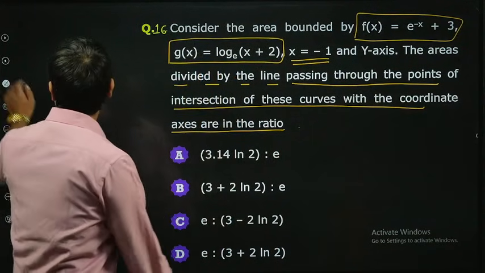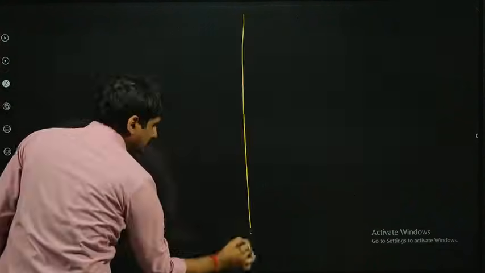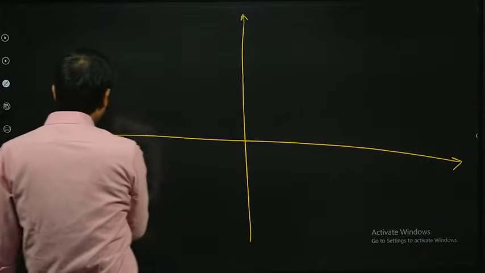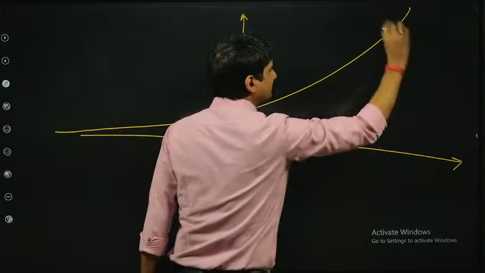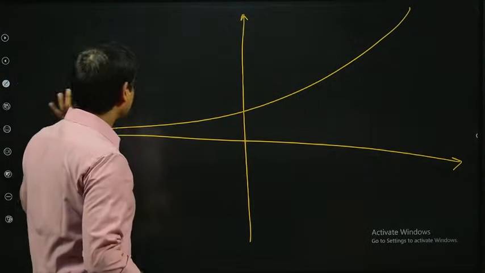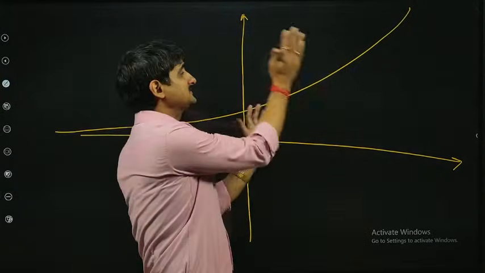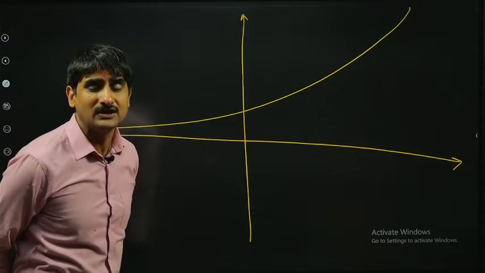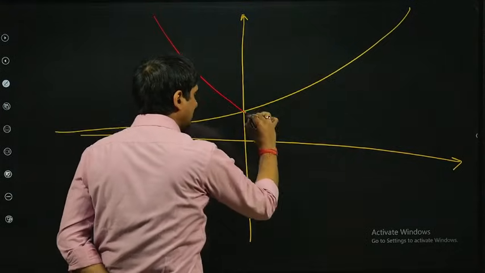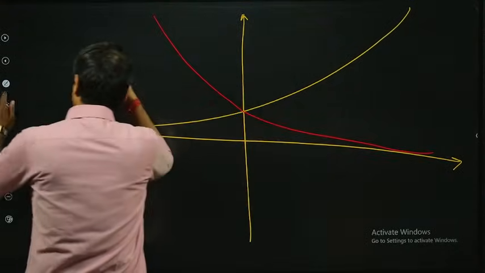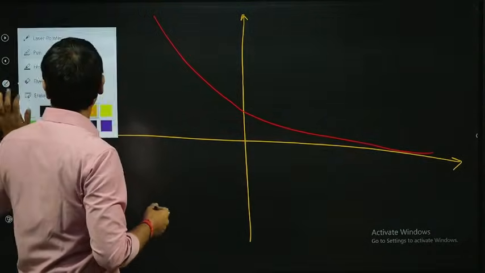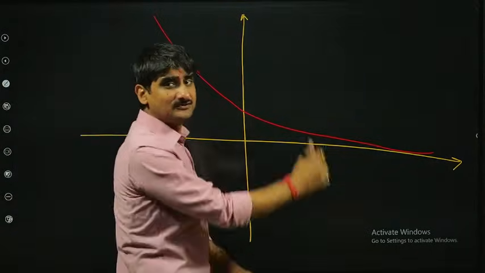First one, e raised to the power minus x plus 3. Now the curve of e raised to the power x is this one, isn't it? We all know it. So how will we draw the curve of e raised to the power minus x? By taking the mirror image of the entire curve on the y-axis. So the curve of e raised to the power minus x will be something like this. If I erase this, that's gone. Now plus 3 means we have to shift the curve 3 units upwards.